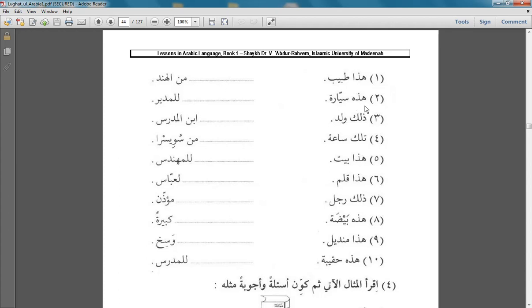هذه سيارة, this is a car. Now that's a complete sentence. We have to join it to this, and we have to say هذه السيارة by adding an alif lam onto the noun. So we do the same thing for all the rest of the sentences. So what I'm going to do is basically take the examples and just make the sentence over here.